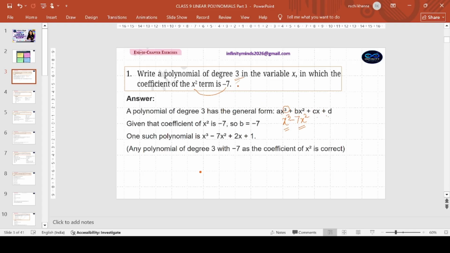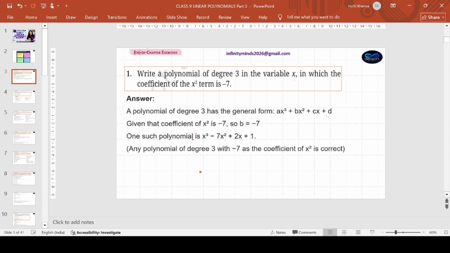There are basically two conditions given. You have to create a polynomial of degree 3, with coefficient for x square, and yes, it has to be variable x, a single variable. All those facts we have satisfied. The rest is your choice. You can tweak the answer as per your wish. So b becomes -7: x cube minus 7x square plus 2x plus 1. Any polynomial of degree 3 with -7 as the coefficient of x square is correct. That's what is needed. Okay, simple. Let's go to the next question.